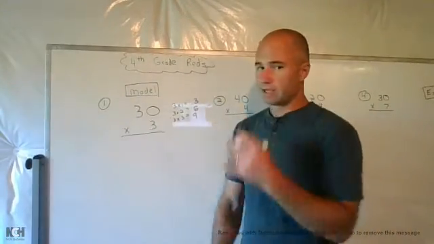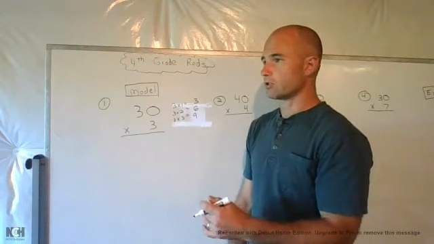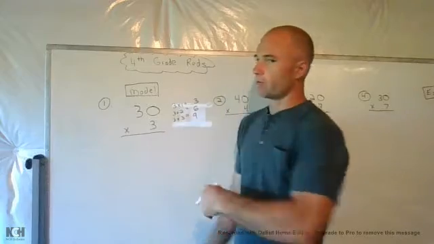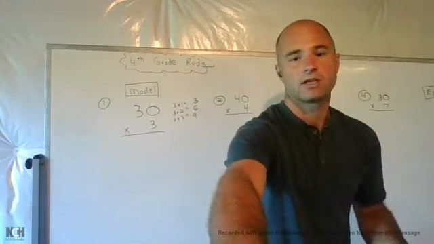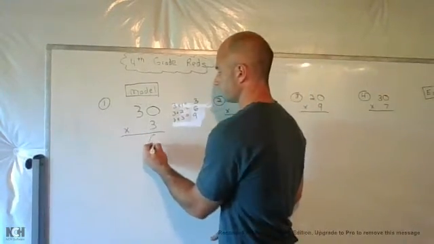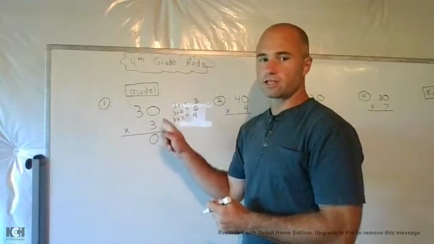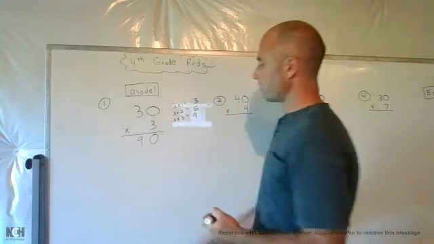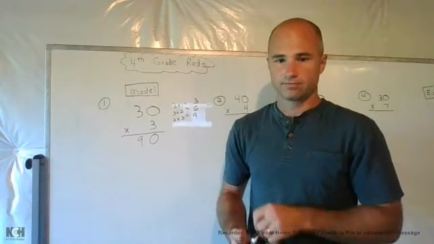Now, before I put down my answer, what I also want to make sure to do is I'm doing 3 times 0 first. And we should all know that 3 times 0 is 0. Then I'm going to do 3 times 3 and get 9. So therefore, my answer is 90.